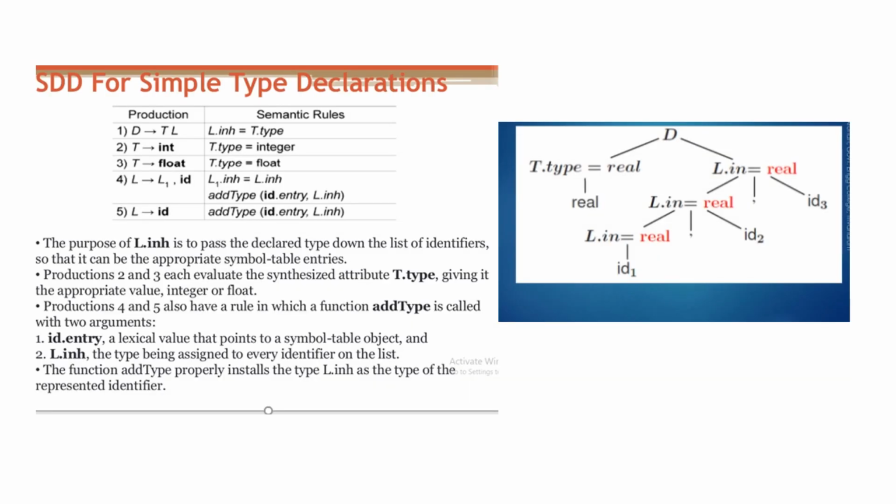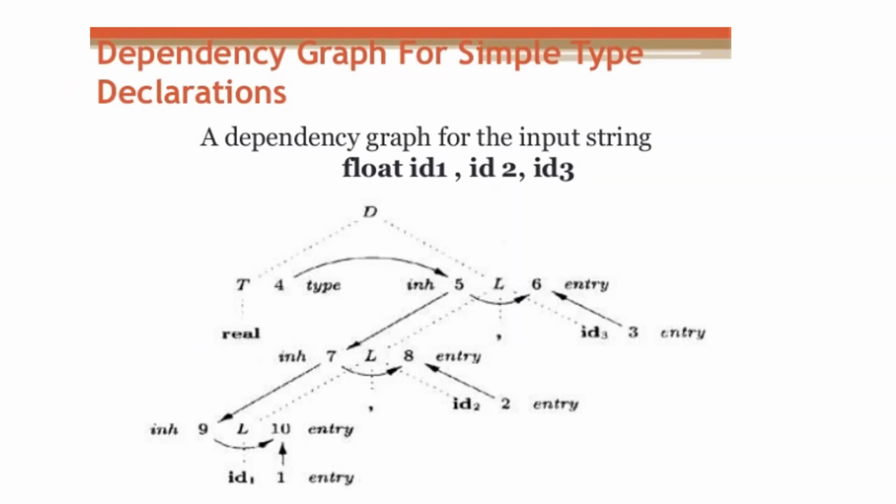So this is the parse tree for this SDD, simple type declarations. D is a parent node and its child nodes are T and L. We have to draw it from left to right: T and L. What is T? T may be int or float. And what is L? L represents a list of identifiers separated by commas, so here L is ID1, comma, ID2, comma, ID3. This is the dependency graph for simple type declarations.